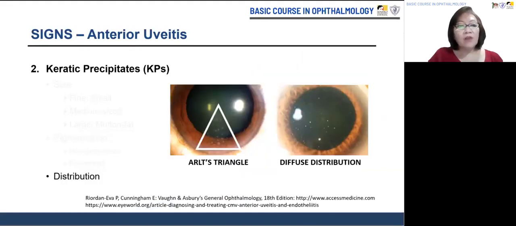Lastly, describe your keratic precipitates based on their distribution. In most conditions, KPs aggregate in the inferior portion of the corneal endothelium, assuming a triangular configuration. This area is referred to as Arlt's triangle. In other conditions, as shown in the photo on the right, KPs may be diffusely distributed. Distribution of KPs also provides clues as to the possible etiology of uveitis.